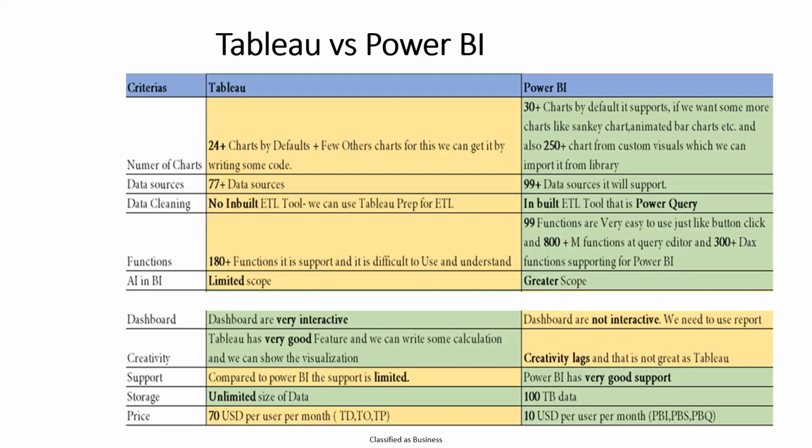And data source systems. How many data sources are supported? 77 plus data sources, it's good. And coming to Power BI, more than 100 plus data sources we can easily import. We can get connected and import those source systems into your Power BI desktop application. You don't need to write code or get connected with some different third party connectors. Okay, that's the data source part.